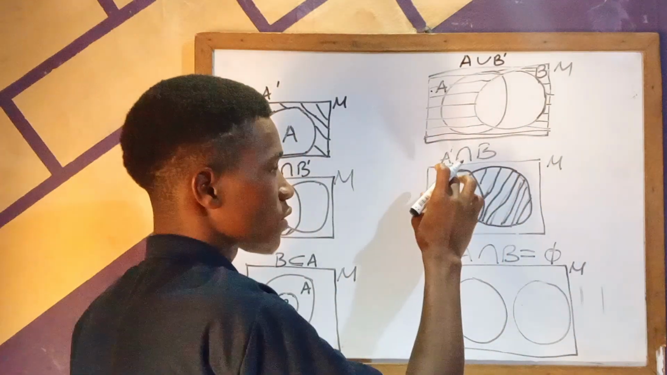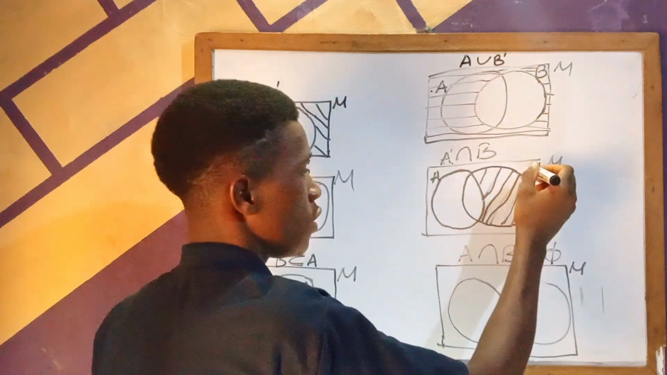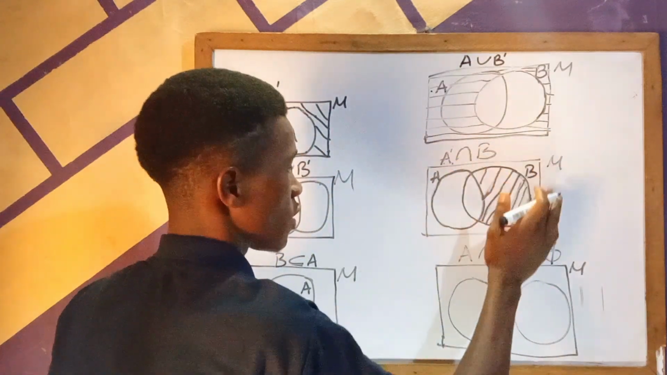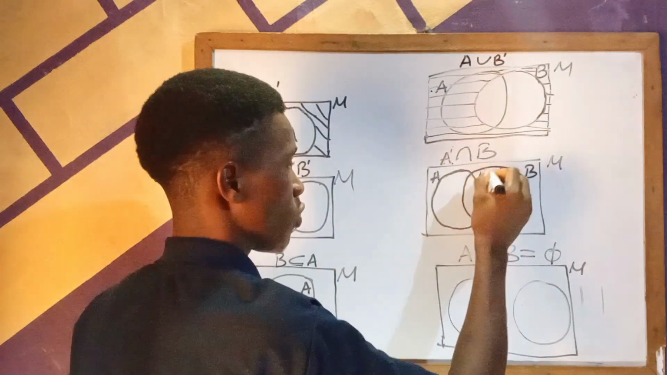Now A complement, this is A, this is B. We know what A complement is. A complement is all this outer part except A, and where it intersects B is only this portion here.